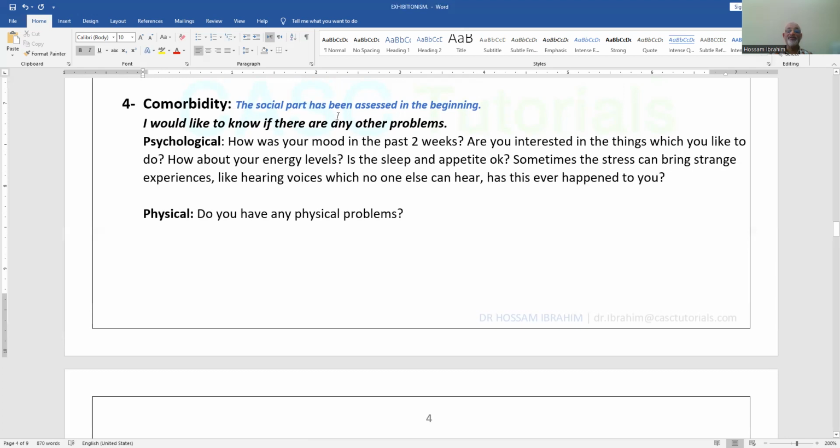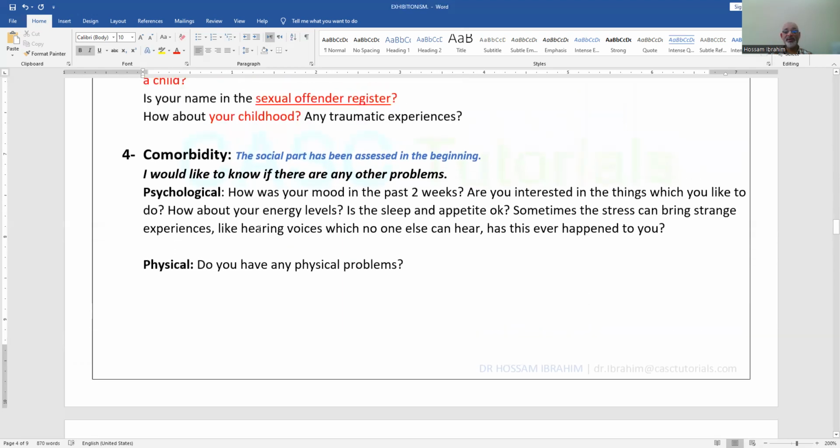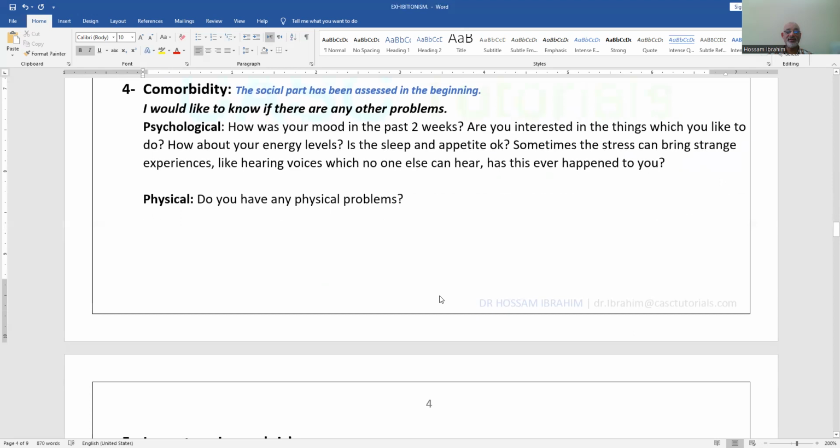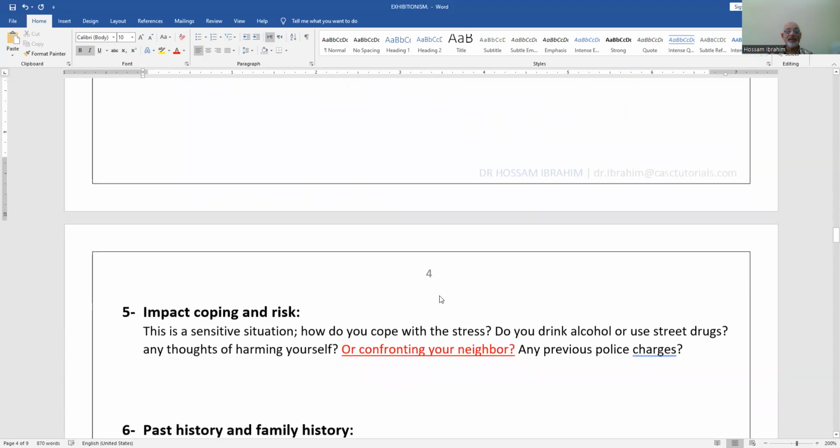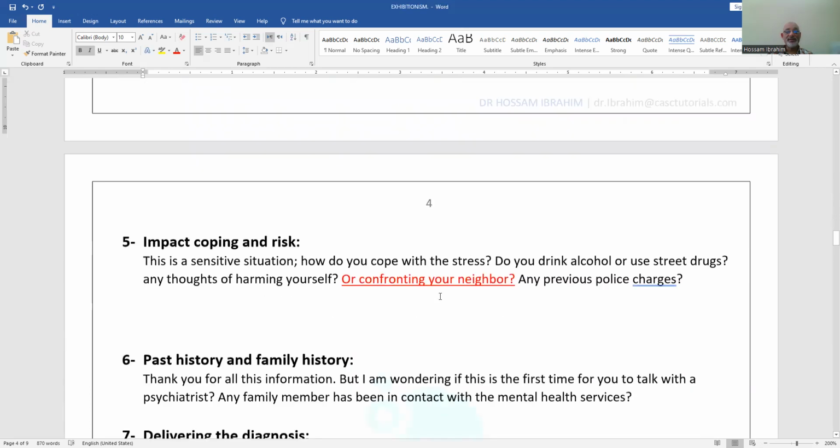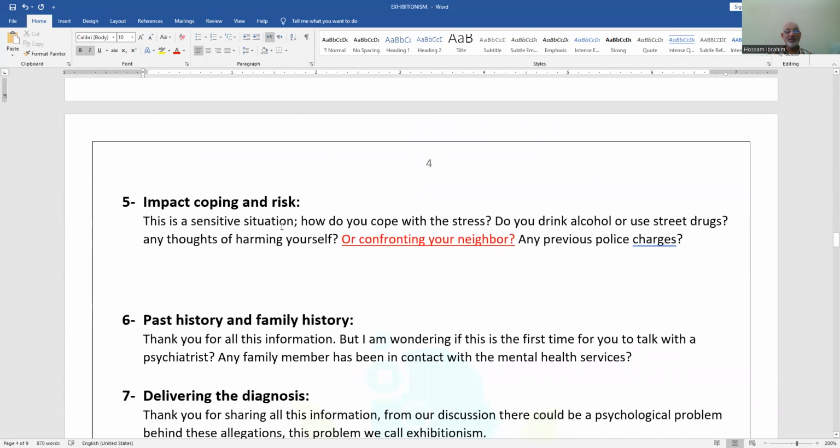Pay attention that we have already covered the social part in the beginning when we were asking about social life, health, job, and family, and so on. So we want to cover by screening questions the psychological problems and the physical problems. How was your mood in the past 2 weeks, and if there has been any strange experience, and so on. And then the impact, coping, and risk.